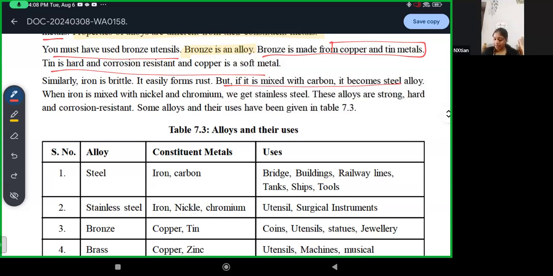So when iron is mixed with nickel and chromium, we get stainless steel. You might have heard of stainless steel, for example in utensils. These alloys are strong, hard, and corrosion resistant. If it's just iron, it will not be corrosion resistant and rust will form. But if we mix it with other metals such as nickel and chromium, it will not get rusted easily. It will become corrosion resistant.